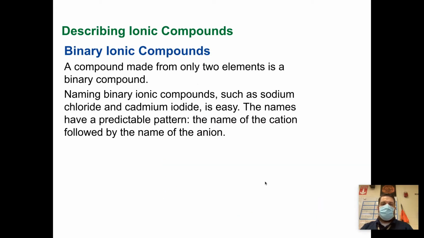So then a compound made of only two elements is called binary, right? Binary means it has a base of two, or there's two things, like a bicycle is another way to remember that. Naming binary ionic compounds such as sodium chloride and cadmium iodide is easy. The names have a predictable pattern. The name of the cation is just the name of the element followed by the name of the anion, and as we learned in a previous section, that usually has an "ide" attached to it.